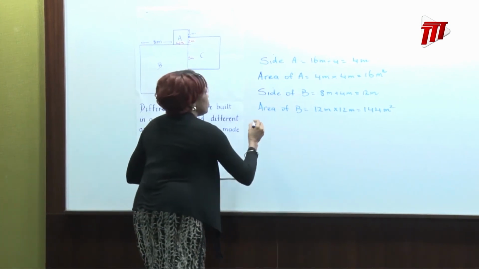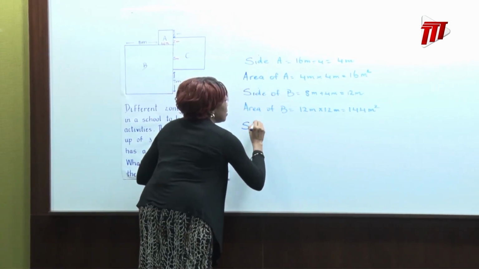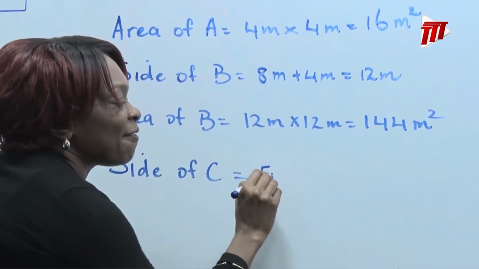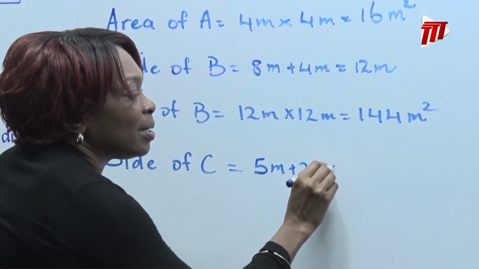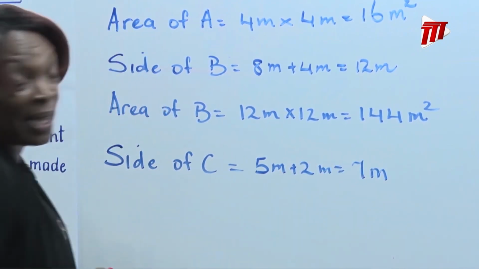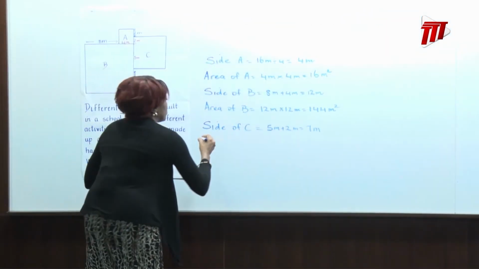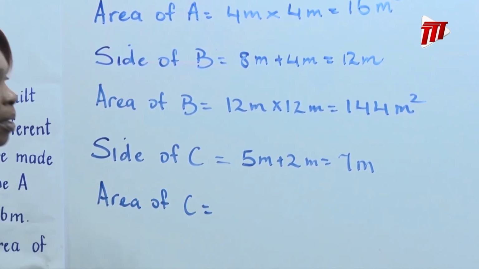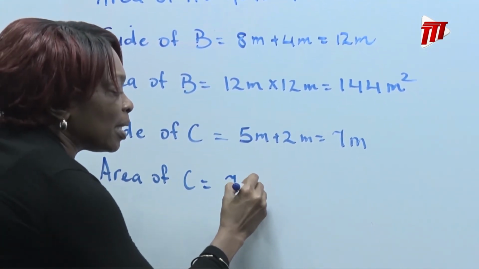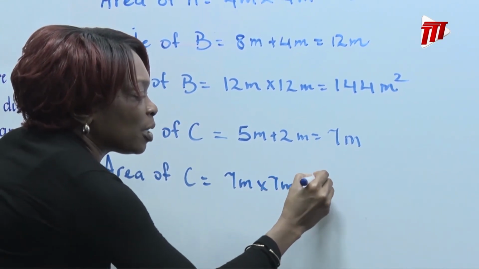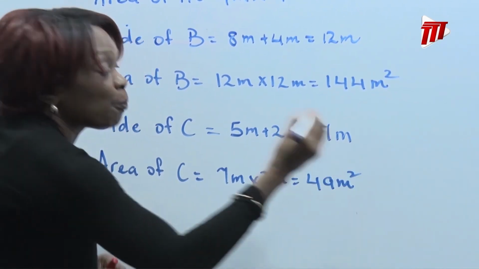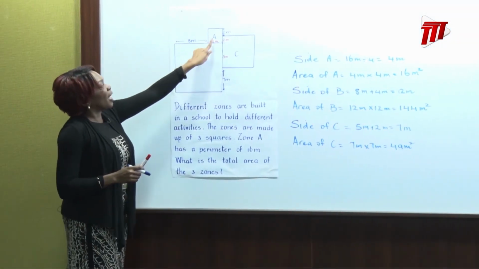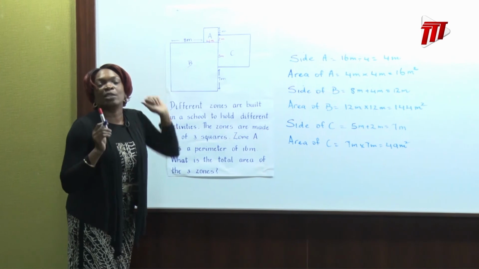So, side of C is equal to what? I'm going to put it up. The 5 meters add the 2 meters, which will give us the 7 meters. Are you seeing that? And the area of C will be what? 7 meters multiplied by 7 meters, giving us what? 49 meters squared. Boys and girls, we have found the area of all 3 zones.